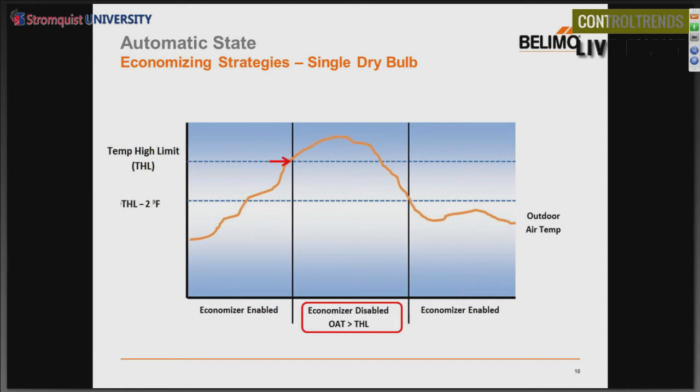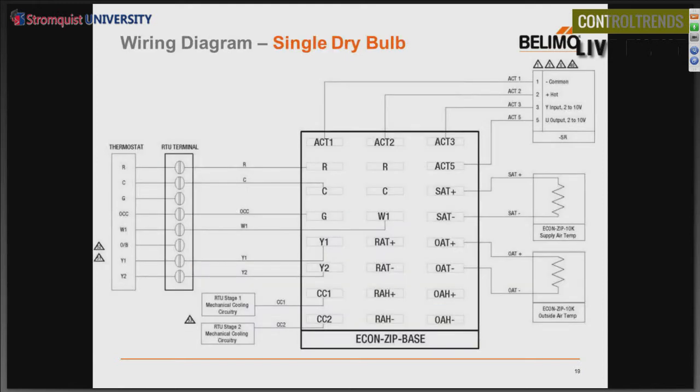In order for economizing to turn back on, you will have to drop 2 degrees below that high limit temperature set point in order for economizing to be re-enabled. And the reason for that is temperatures fluctuate. They go up and down very often. You need to make sure you're below the 2 degrees in order to make sure that you're within range to start economizing again.